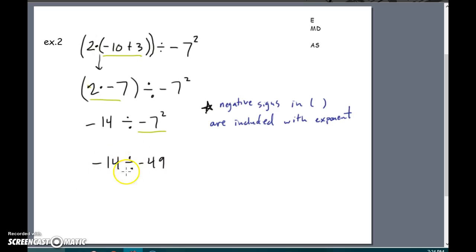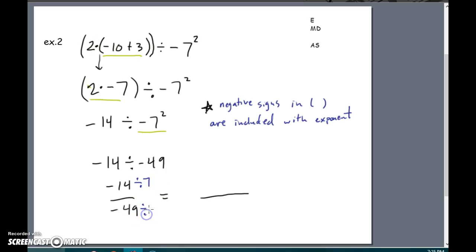Now, our last step is to divide. Negative 14 divided by a negative 49. So we've got actually a fraction here. I'm going to go ahead and rewrite this as negative 14 divided by a negative 49. We can't divide 49 into 14, so we've got to simplify the fraction. When simplifying fractions, we've got to figure out a number that is divisible into both the numerator, which is the top number, and the denominator, which is the bottom number. So what number goes into 14 and also into 49? Hopefully you said 7. We can divide both of these by 7.